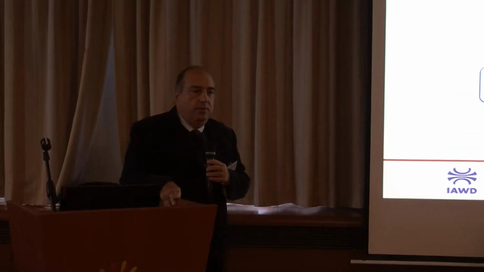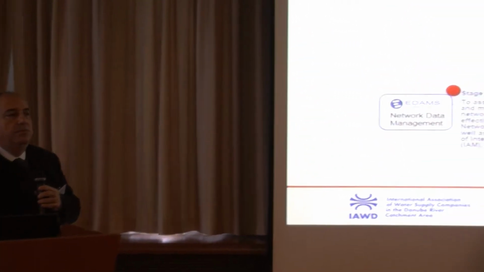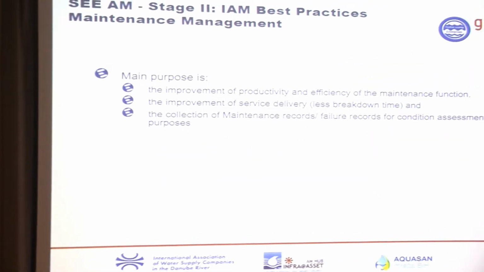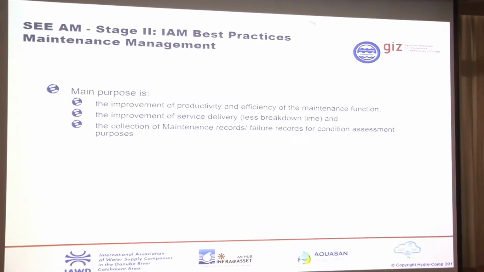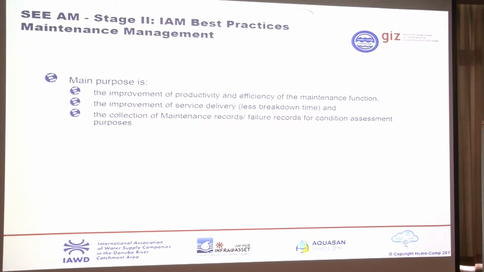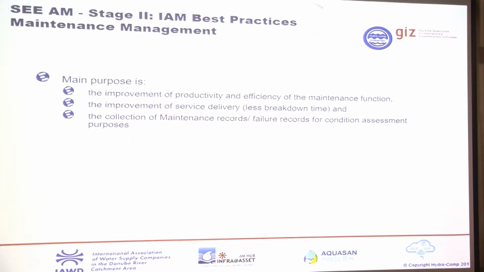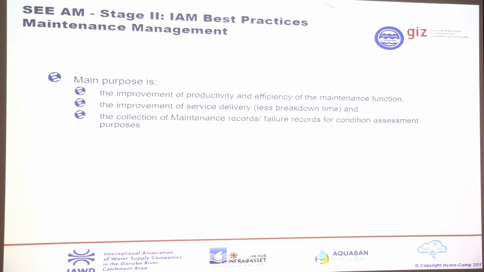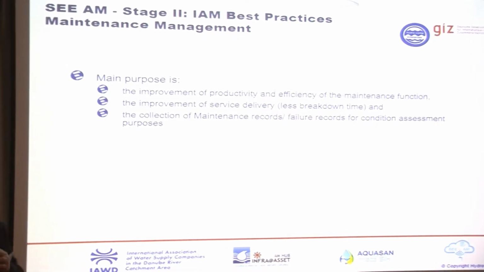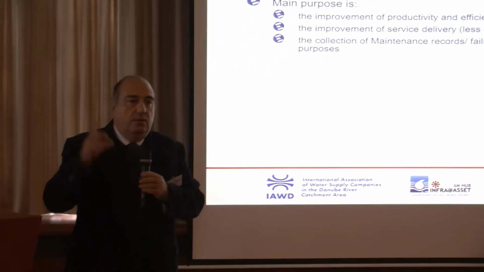We have to do a number of things to improve maintenance practices. And the purpose of maintenance, we can summarize it in three steps. By addressing the maintenance function, we improve productivity, we improve service delivery, and of course, we collect maintenance records and failure records for condition assessment. Condition assessment, don't forget it. We're moving towards rehabilitation planning. We want to control rehabilitation. That's where the money is. That's where the investment is. That's where the budget is.